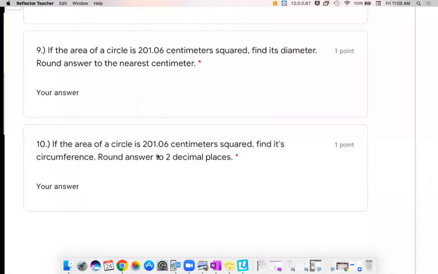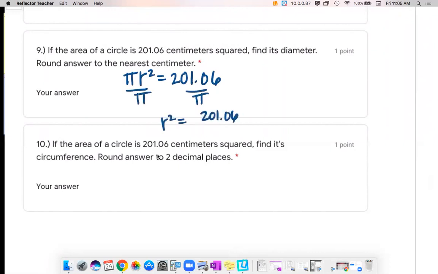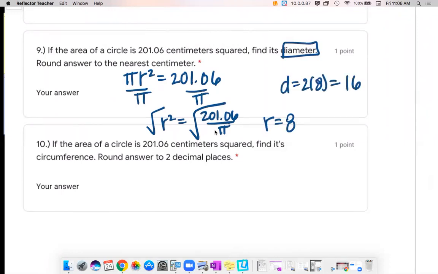If the area of a circle is 201 centimeters squared, find its diameter. Okay, so we know pi r squared is the formula for our circle. We know that's going to equal this 201.06. So to find the diameter, we got to solve for the radius. So divide by pi. So you get radius squared equals this 201.06 divided by pi. Then you do the square root. You plug that in your calculator. You're going to get a radius that's like 7.99999, which is basically 8. And then it did ask for the diameter up here. So to get your diameter, you just double your radius. So our diameter should have been 16 centimeters. And that would be your final answer for this one.